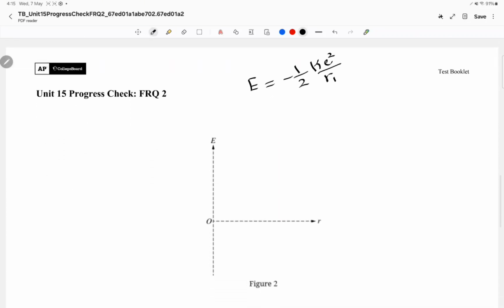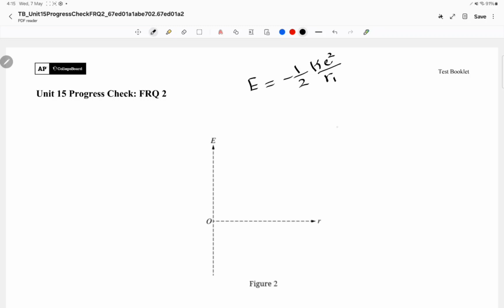Now, is our energy going to be positive or negative? Negative, because of the negative sign, right? So you have to draw it here. You have to draw it under the x-axis.